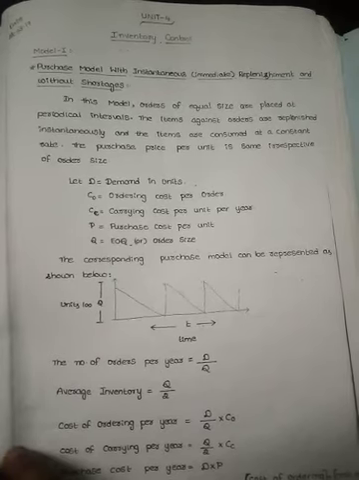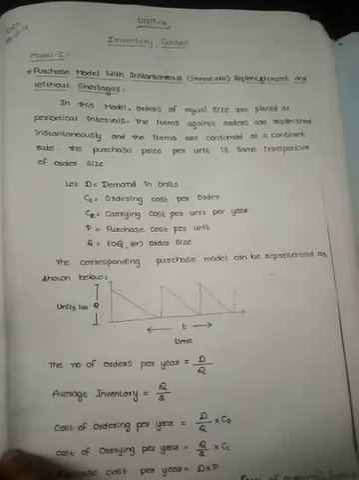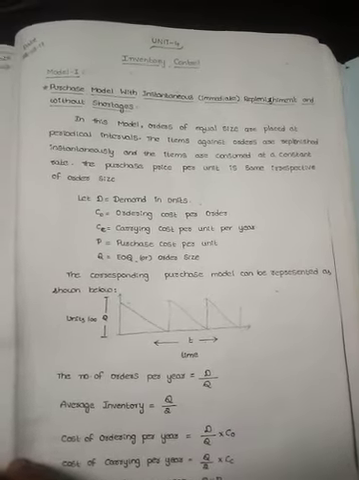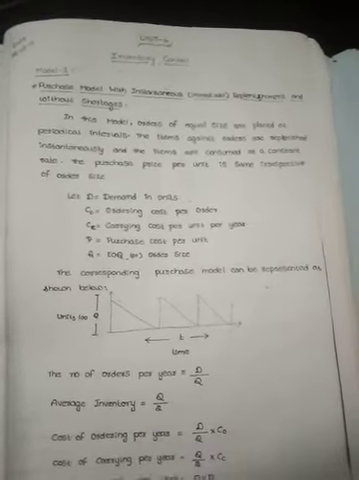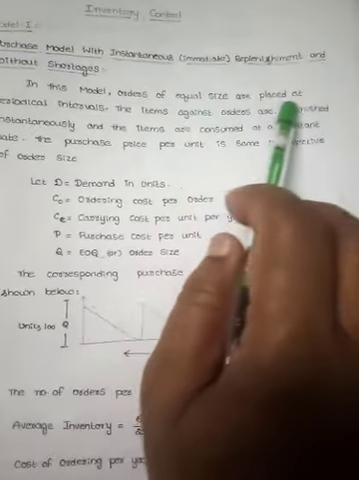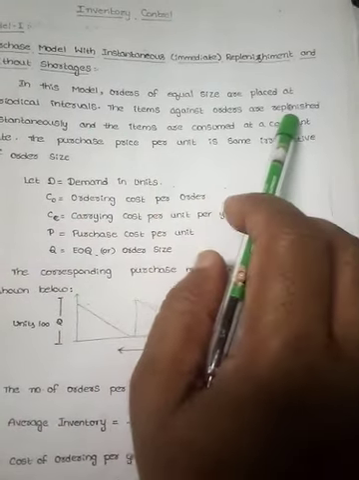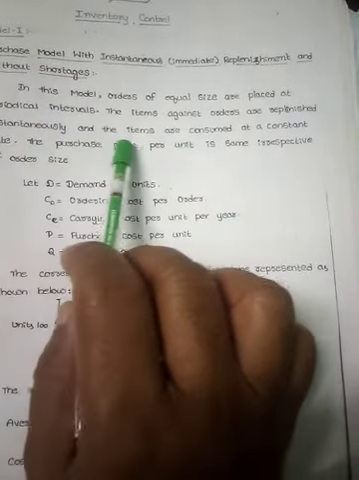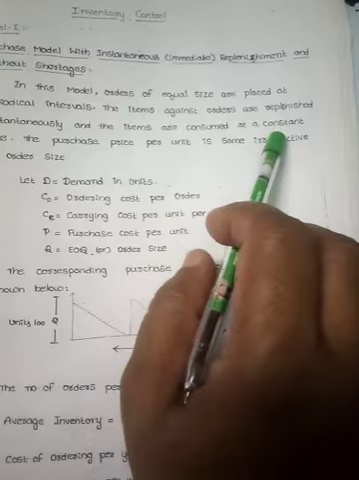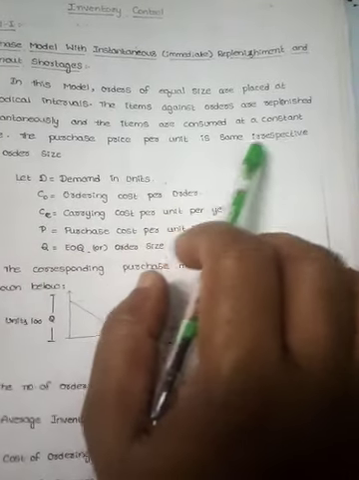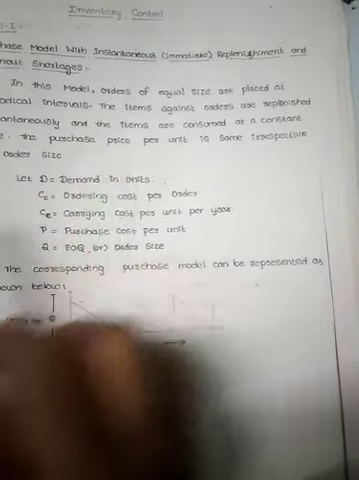Hi everyone, in this video we are going to discuss a purchase model with instantaneous replenishment and without shortage. In this model, orders of equal size are placed at periodical intervals. The items against the order are replenished instantaneously and the items are consumed at a constant rate. The purchase price per unit is the same, irrespective of order size.